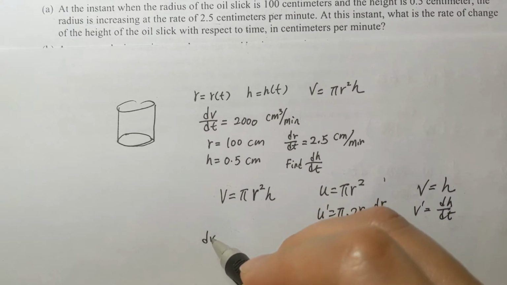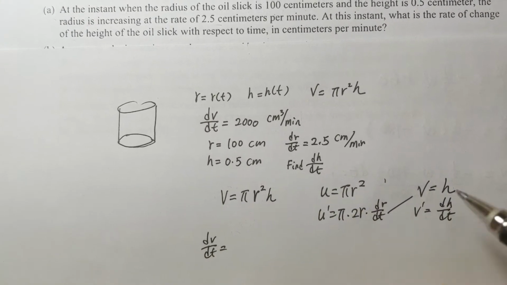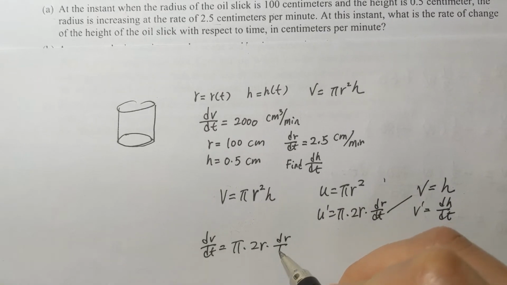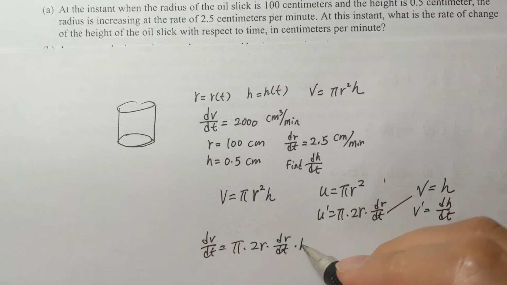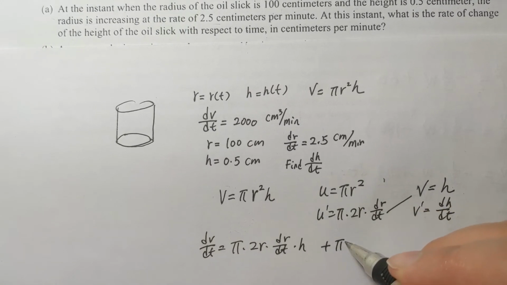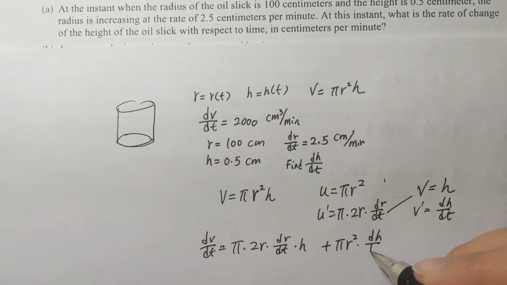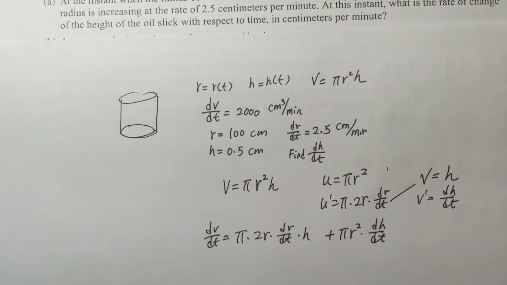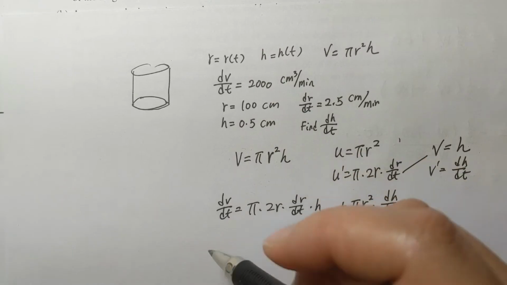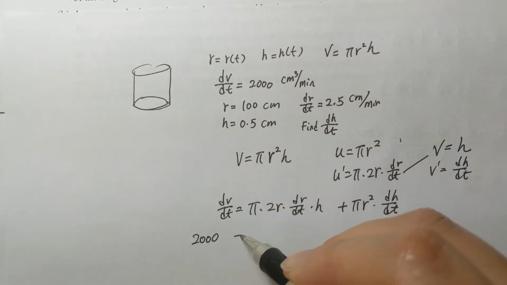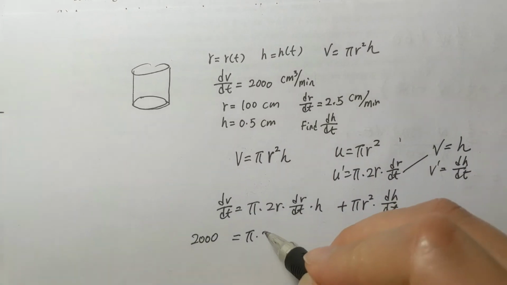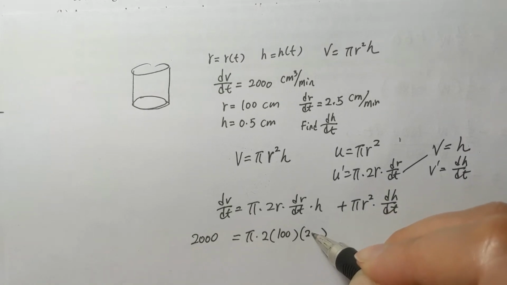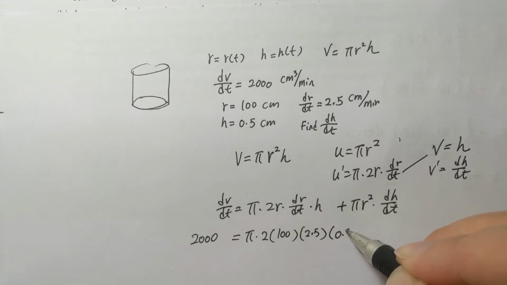So dV/dt equals, by the product rule, pi times 2r times dr/dt, and then times h, plus pi r squared times dh/dt. Now we are going to substitute the information. So we get 2,000, and pi stays the same, 2 times the radius, and the dr/dt is 2.5, h is 0.5.